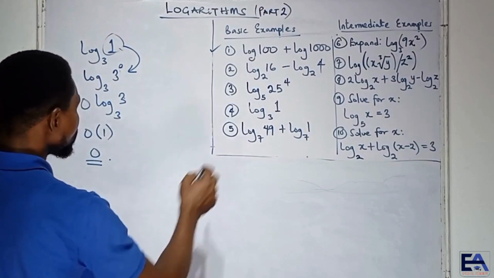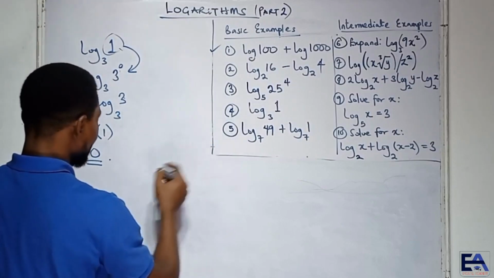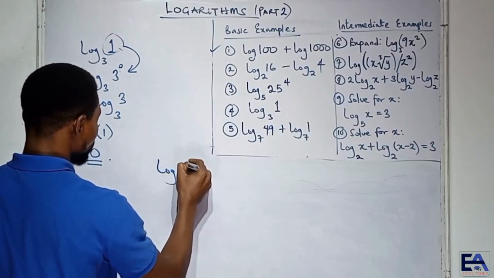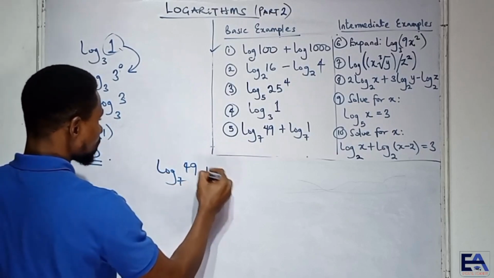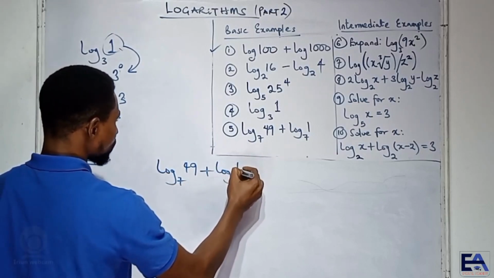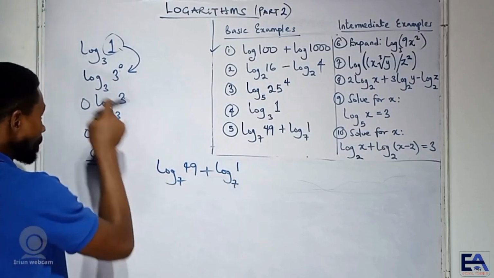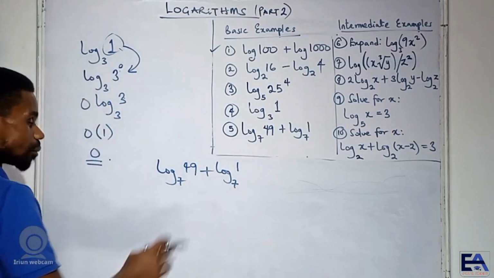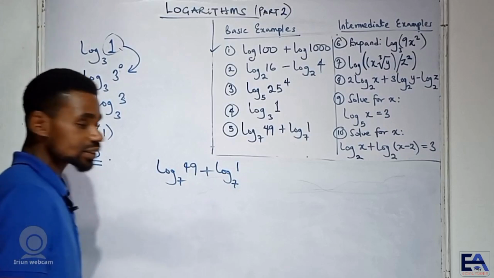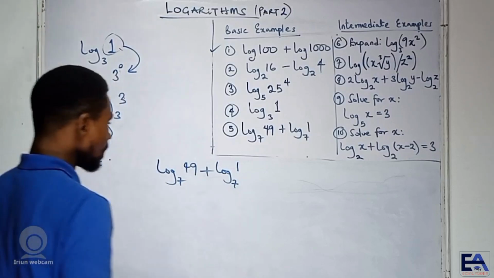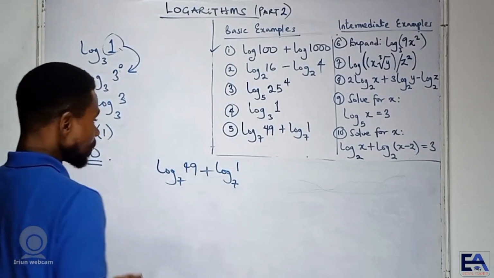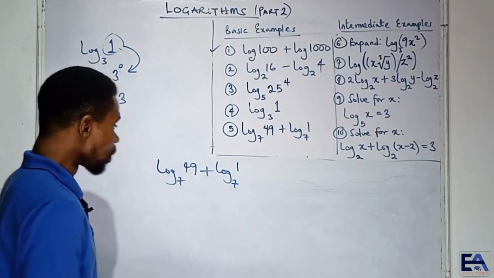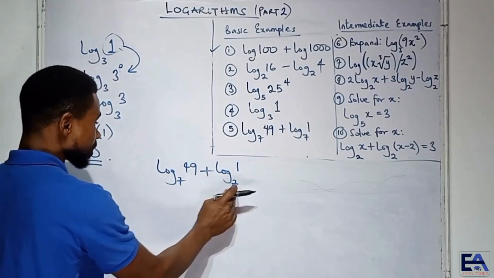Okay, now let's quickly solve for the last one. This says log 49 to base 7 plus log 1 to base 7. Based on what we have here, we already know that this one is going to be equal to 0. But let's not just fast forward to that. Let's play a little bit with it, which means we might choose to solve this question in two different ways. Method one is to apply the product rule since they have the same base.